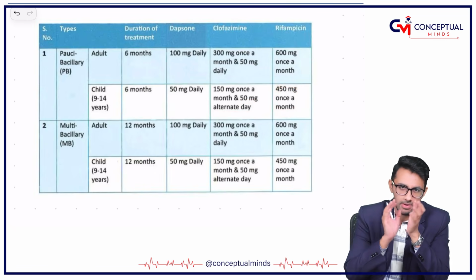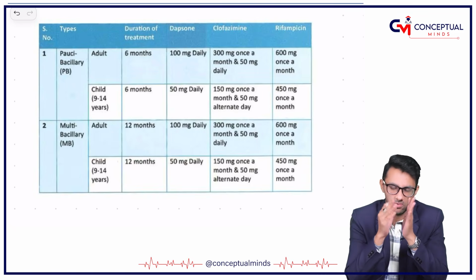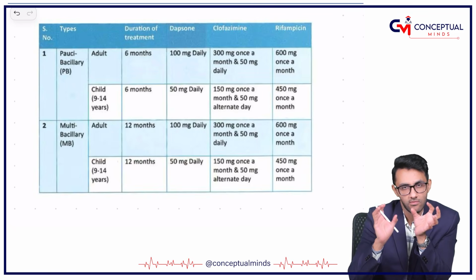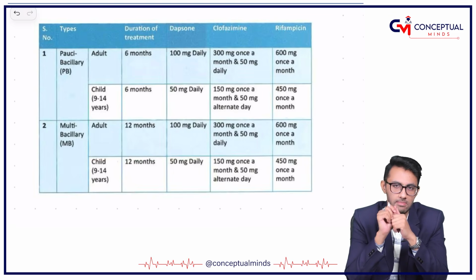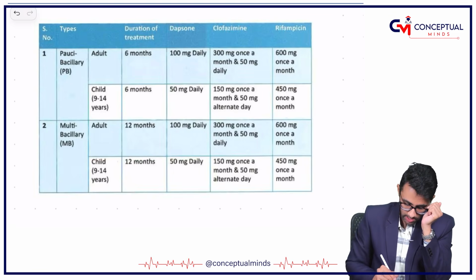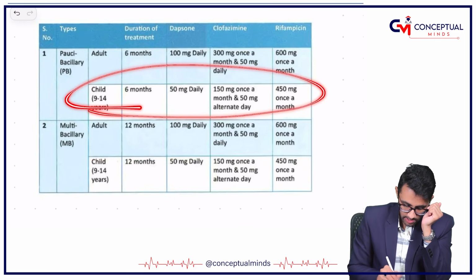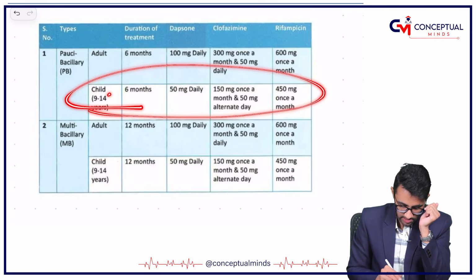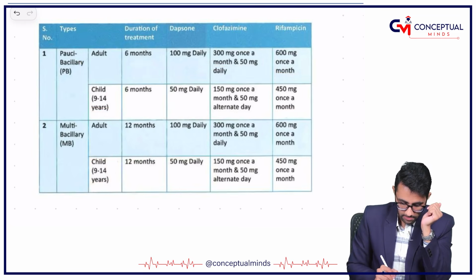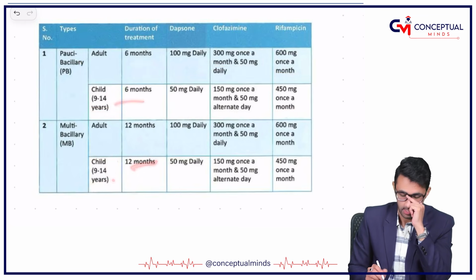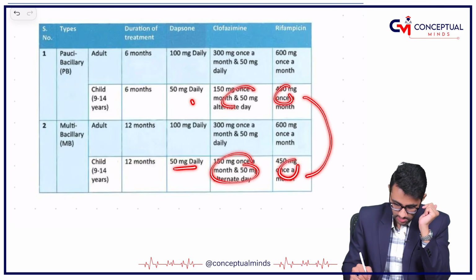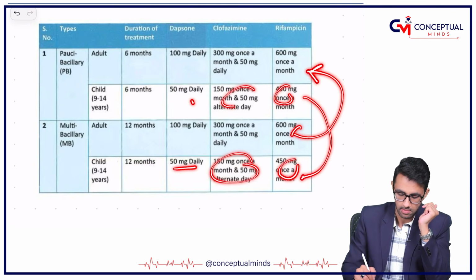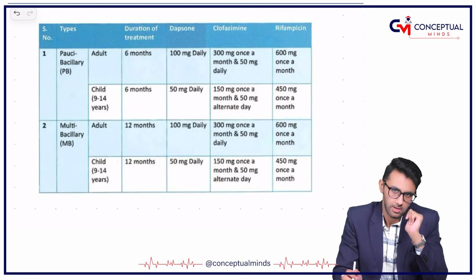Okay, did you get that right? So you only have to remember two sets of dosages, very simple. And the duration, paucibacillary and multibacillary, simple as that. So for children from 9 to 14 years, paucibacillary and multibacillary, the only difference is the duration, and everything else is the same. This and this are the same, no confusion about it.